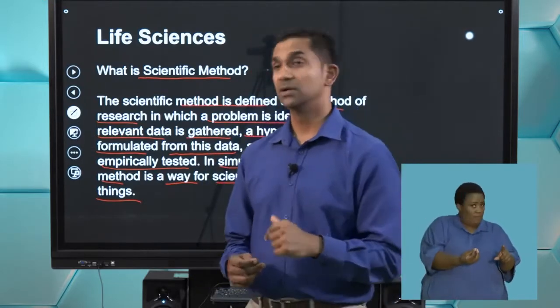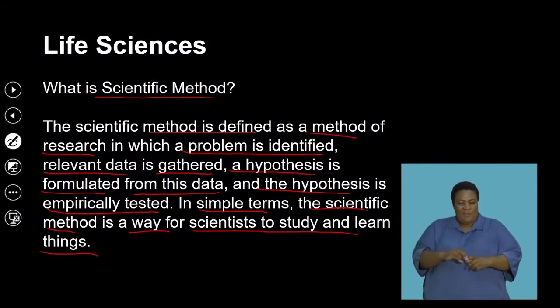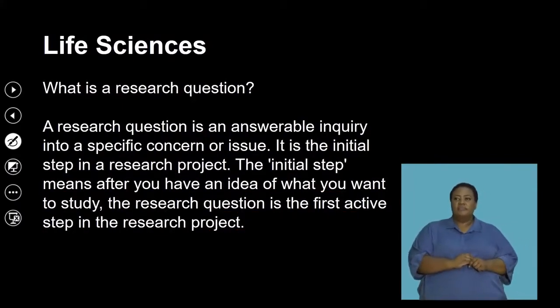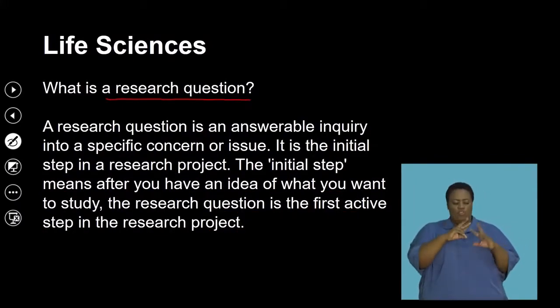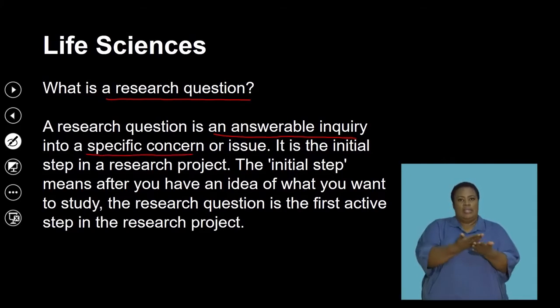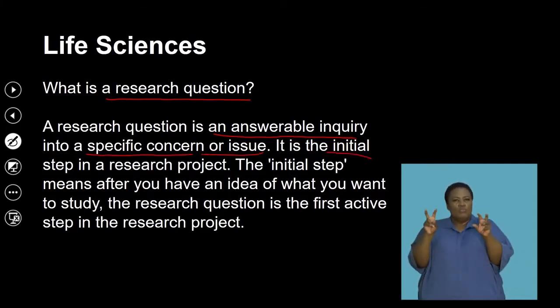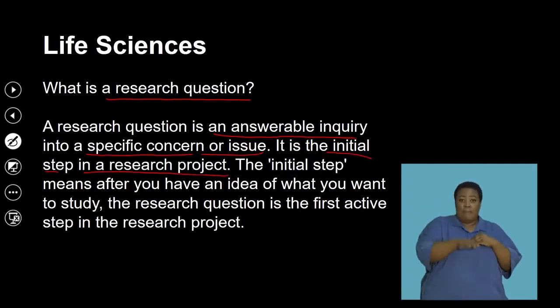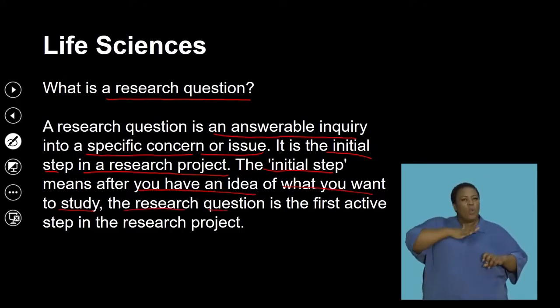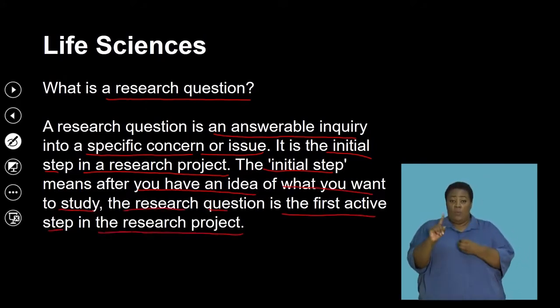So let's go back to more processes around scientific methodology. So we've got to ask ourselves, what is a research question? And as I said, it's a question that can have answers that will generate a specific focus area. So a research question is an answerable inquiry into a specific concern or issue. It is the initial step in a research project. The initial step means after you have an idea of what you want to study. The research question is the first active step in the research project.